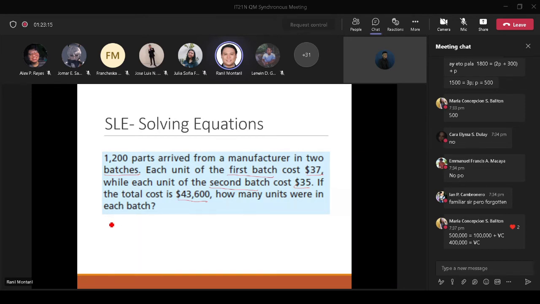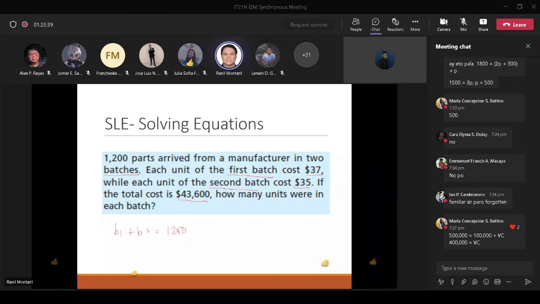The first mathematical sentence is the total of the two batches. This is not on cost but on units. So batch 1 plus batch 2 is equal to 1,200. Agree? Yes, sir. Thumbs up.